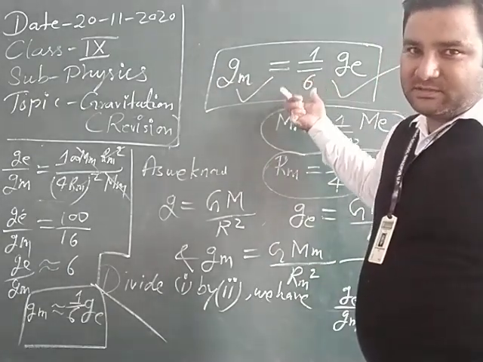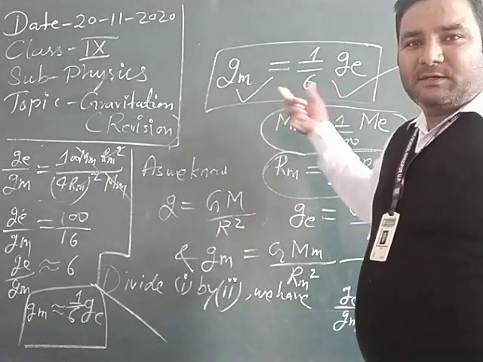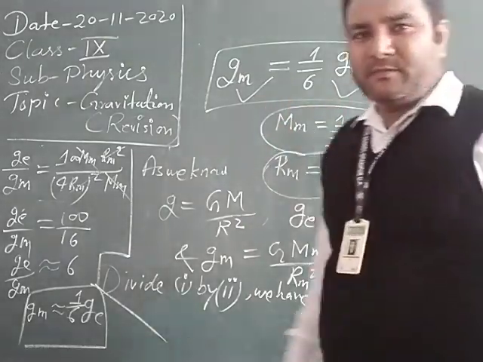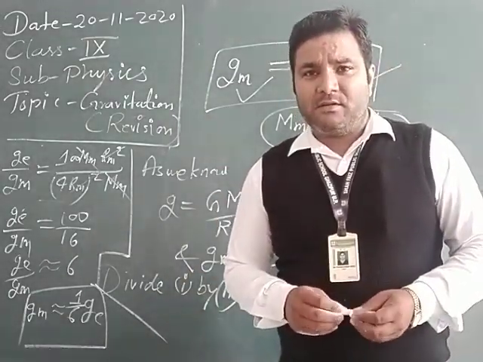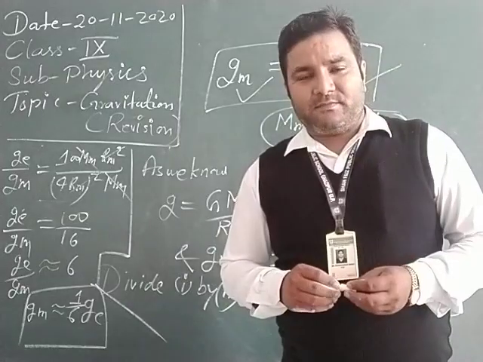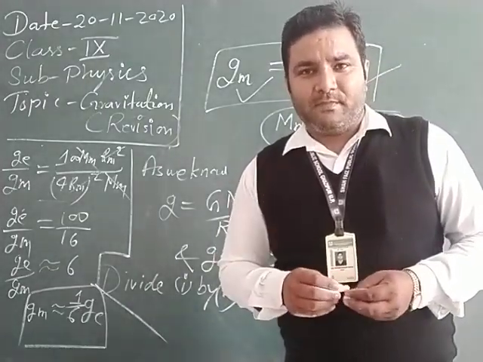At the same distance, multiply by a factor of 1 upon 6 with the weight on Earth's surface, then you will get the weight on the moon surface. Then after this, the concept of weightlessness. Weightlessness is the free fall, or you say weight zero.